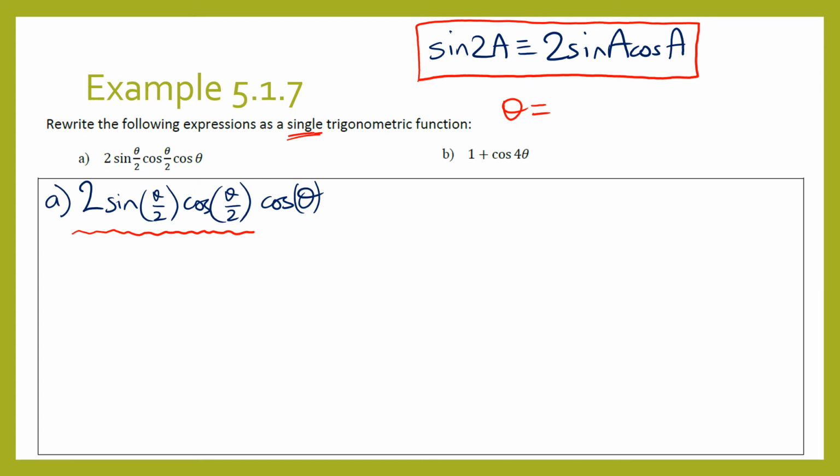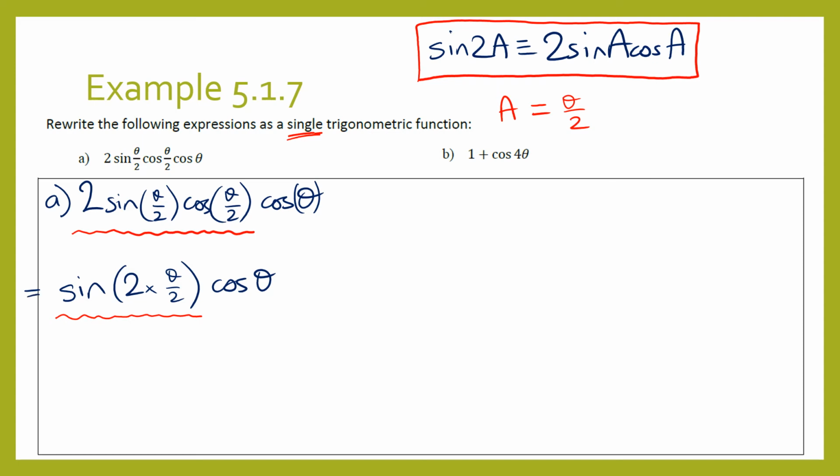So here, A in this question is a half theta. So I'm going to replace 2 sine half theta cos half theta with sine of 2 lots of half theta. Because in this example, those A's, as you can see from the question, are both half theta. So replace A with a half theta. Okay, so I've done that now. So 2 sine half theta cos half theta became sine of 2 lots of a half theta. And don't forget about the cos theta, that's already there. We can't do anything with that just yet, so just leave it where it is.